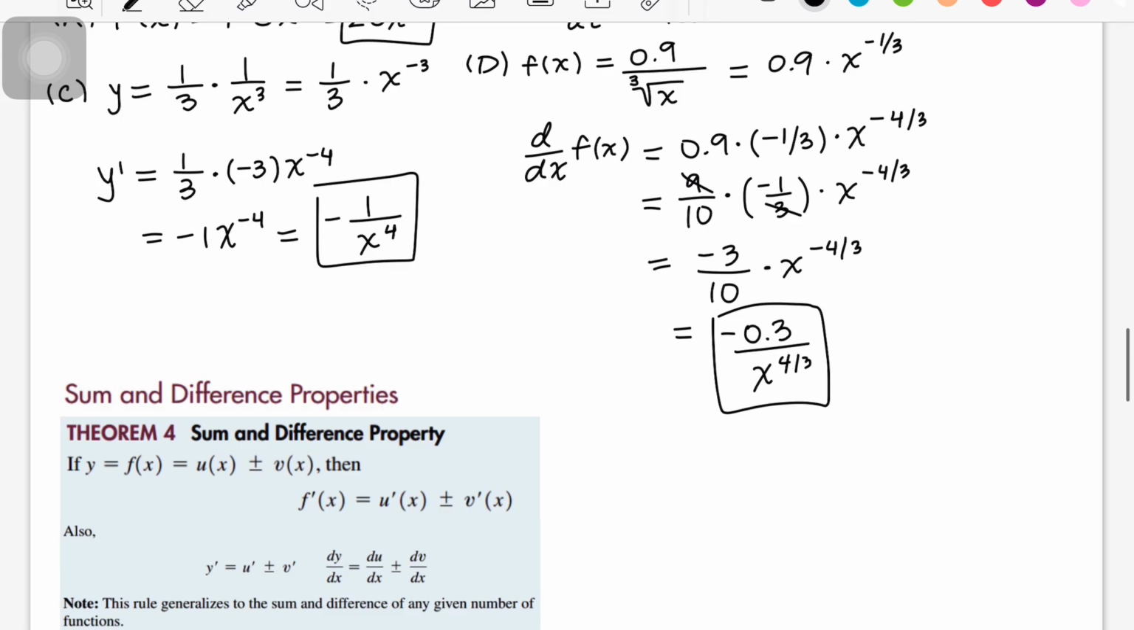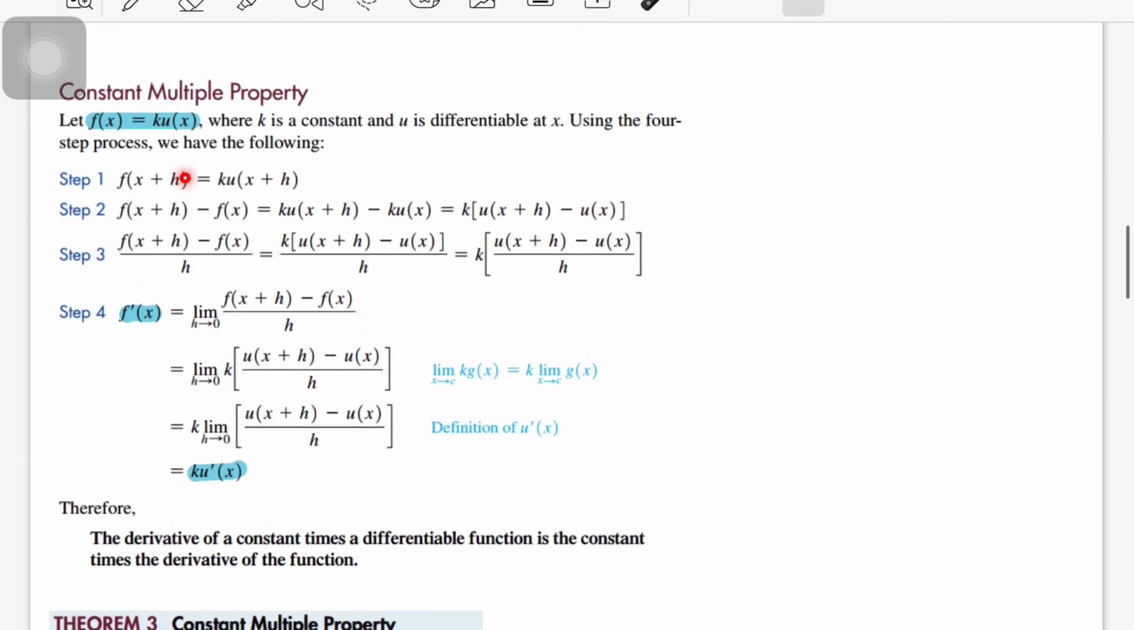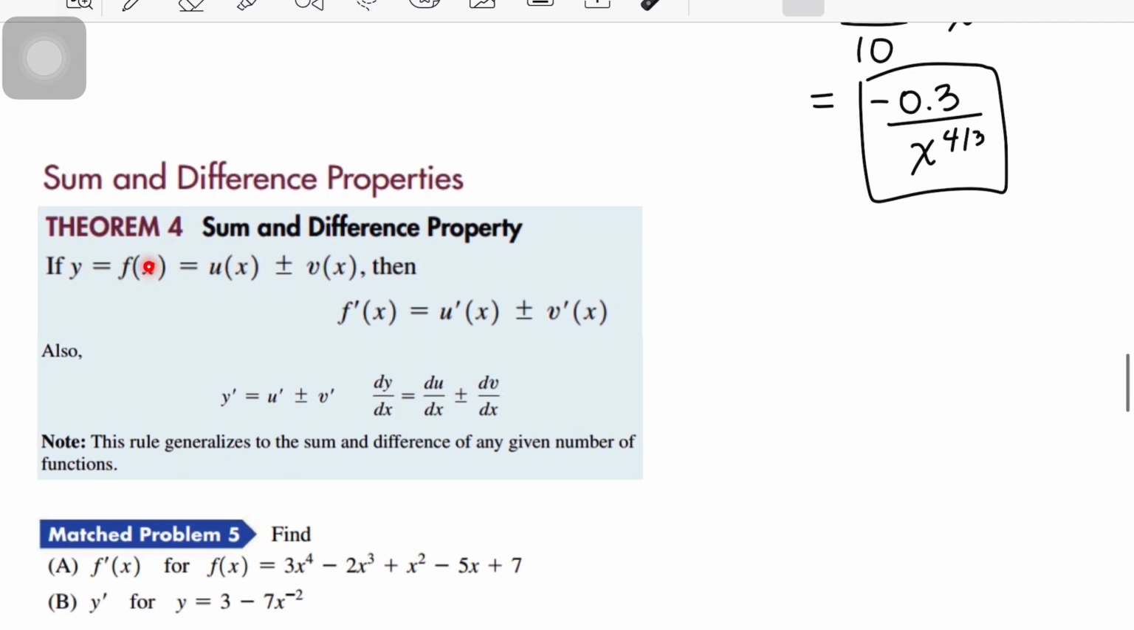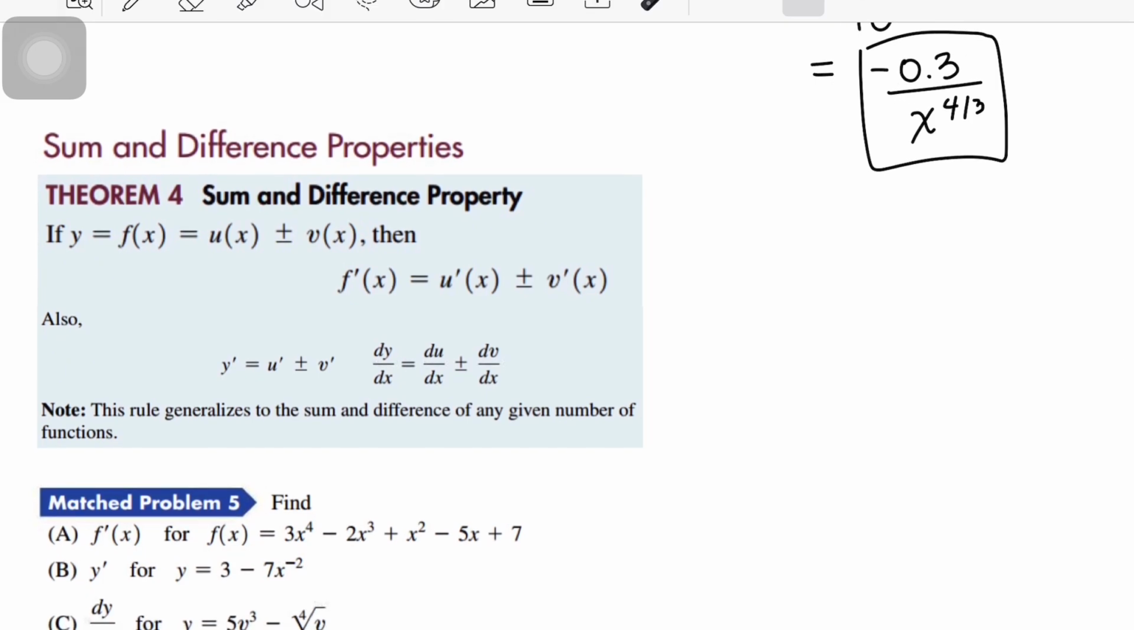The next thing we'll look at is our sum and difference property. So in this case, we can prove it essentially doing the same thing that we did here for the constant multiple property using the 4-step process. And when doing so, we find that if we have a function f of x, which is the sum of two functions, then the derivative of the sum of these two functions is going to be the sum of the derivatives of these functions.